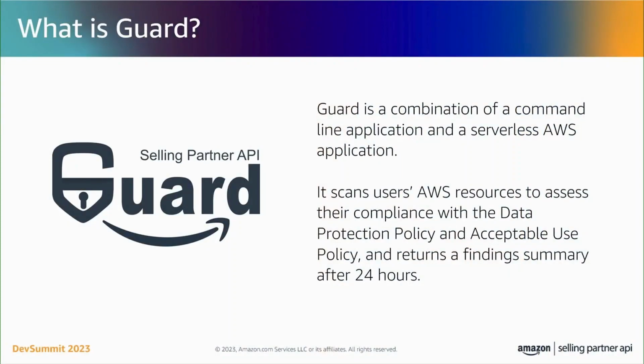About 2 years ago, we started building this product in-house called Guard. We want to use Guard to automate a lot of the security assessments that were manual before, to make everyone's life easier. Guard is a command line application built on top of a series of AWS security services like Macie, GuardDuty, Inspector, and Security Hub. We have custom scan rules built in Guard to scan your AWS environment and look for security gaps against the data protection policy and acceptable use policy.